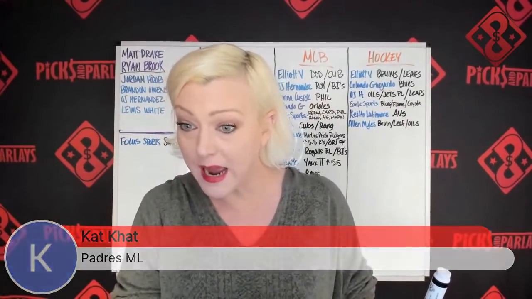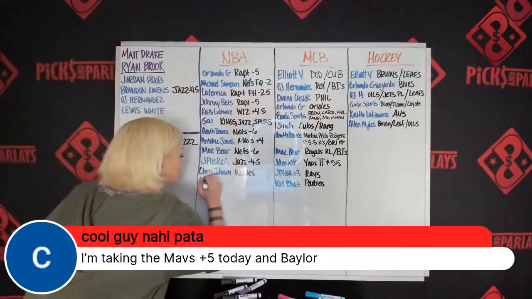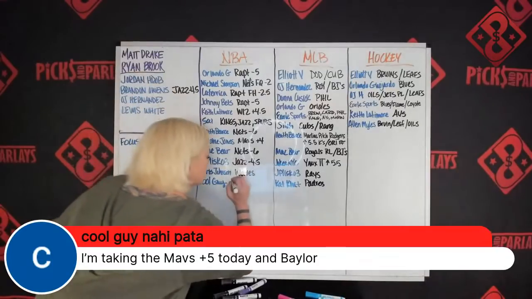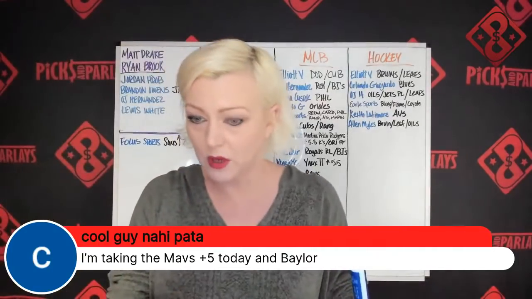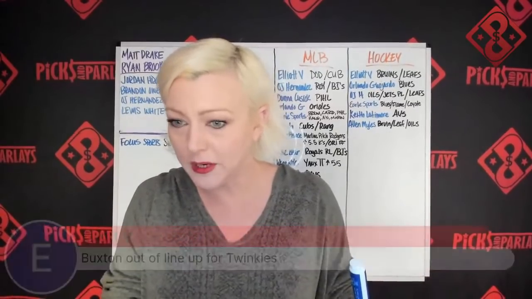So you're taking the Mavs and Baylor today is what Cool Guy's doing. +4, right? Oh, you got him at 5. Well, I'll check some numbers. Buxton is out of the lineup for the Twinkies.